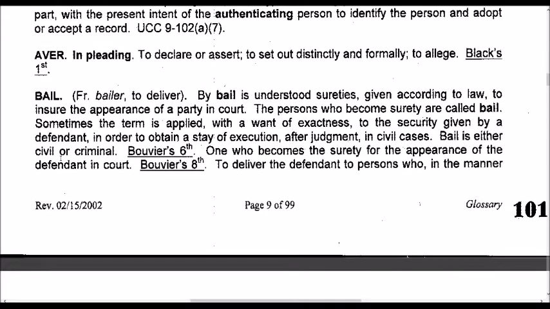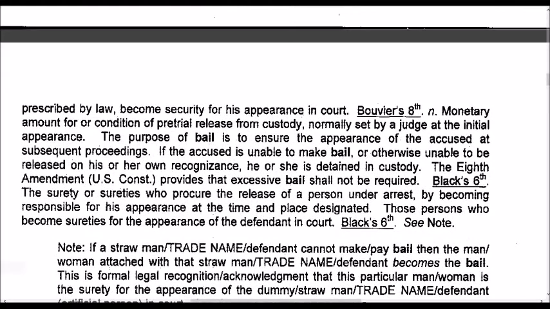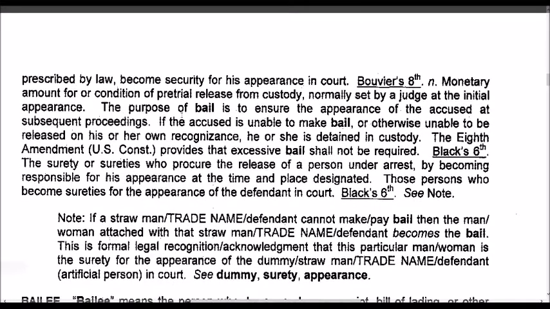Bail is either civil or criminal. Bouvier's sixth. One who becomes the surety for the appearance of the defendant in court. Bouvier's eighth. To deliver the defendant to persons who, in the manner prescribed by law, become security for his appearance in court. Bouvier's eighth. Noun. Monetary amount for condition of pretrial release from custody, normally set by a judge at the initial appearance. The purpose of bail is to ensure the appearance of the accused at the subsequent proceedings.